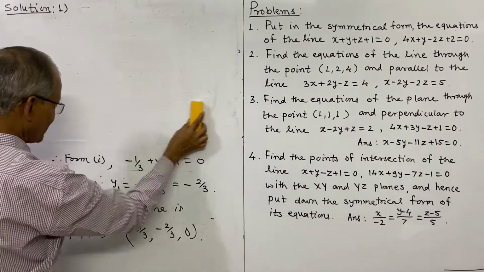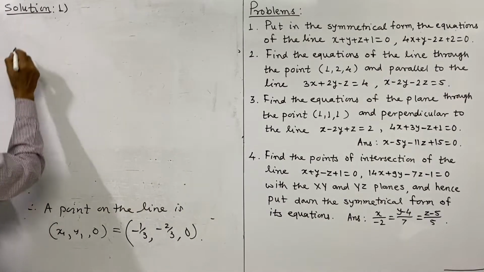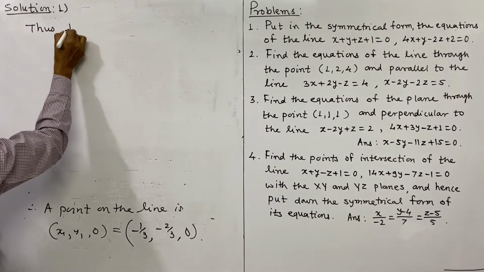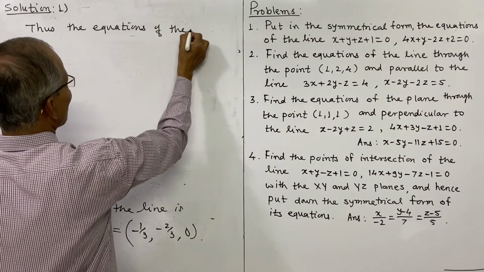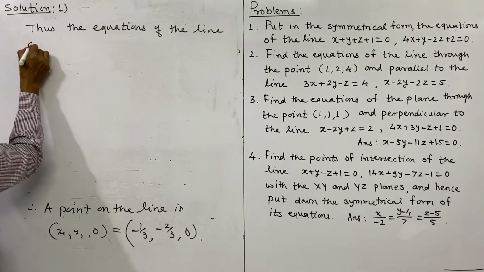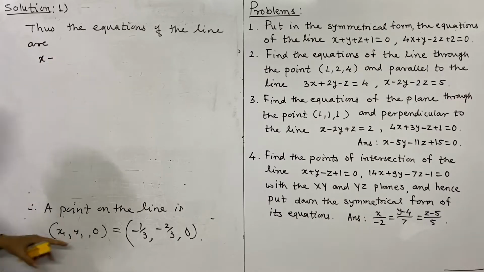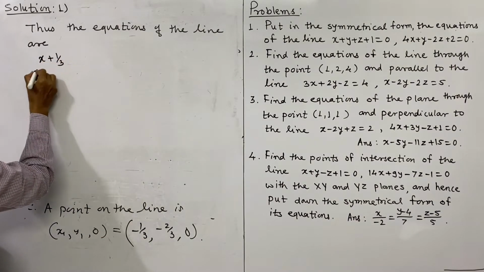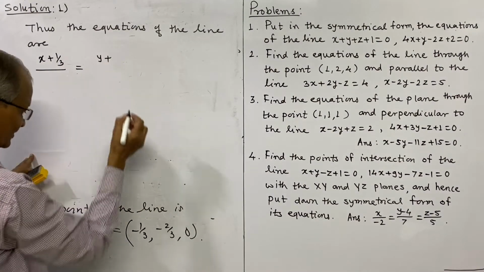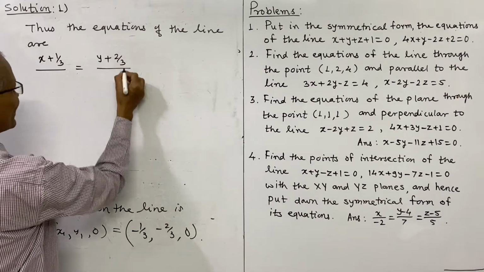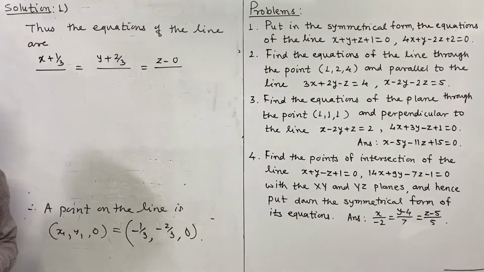Therefore the equations of line are passing through this point. So (x + 1/3) divided by the first direction ratio, and (y + 2/3) divided by the second direction ratio, and (z - 0) divided by the third direction ratio.